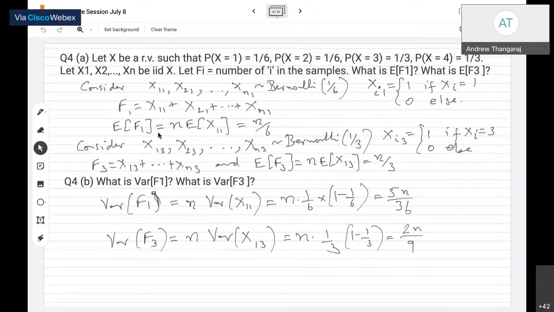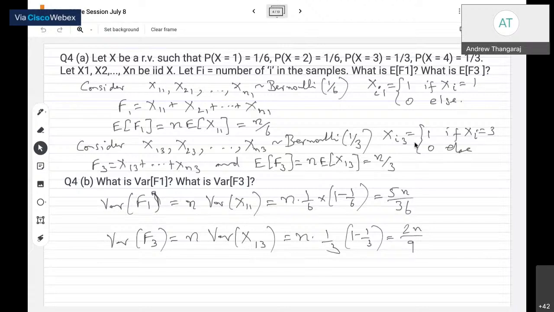So this way, the expected value of F1 is simply n times the expected value of x11, and that's n/6. This is just Bernoulli 1/6, a very simple and direct way to get to the answer. Once you write it like this, F3 is also very easy. You say quickly it's n/3, and then the variance becomes 5n/36 and 2n/9, just because of this Bernoulli distribution. So notice how the standard deviation is a square root, right? The standard deviation of F1 is some square root of n, and the expected value of F1 is n/6.